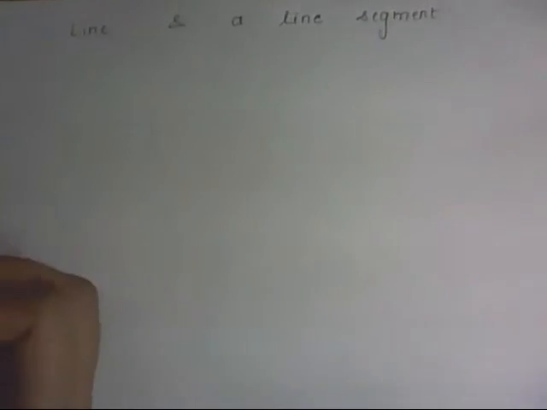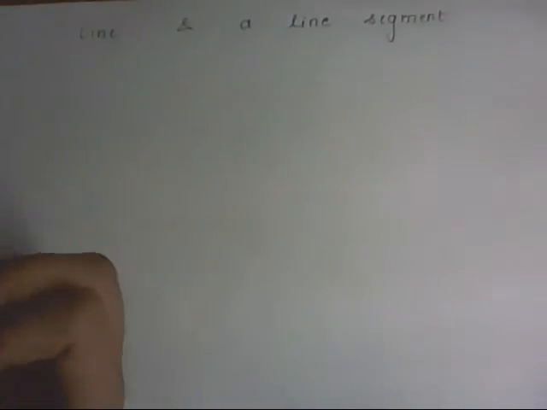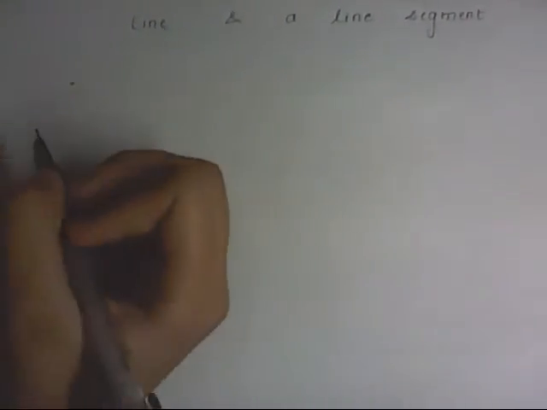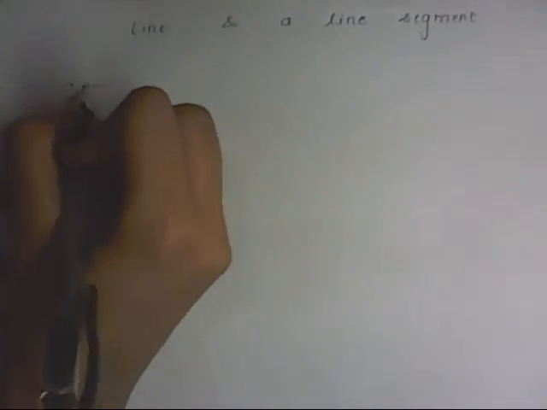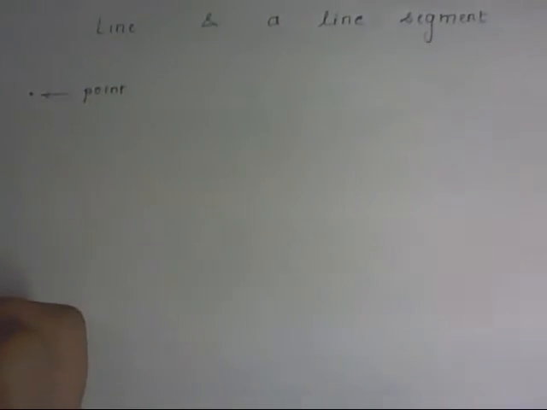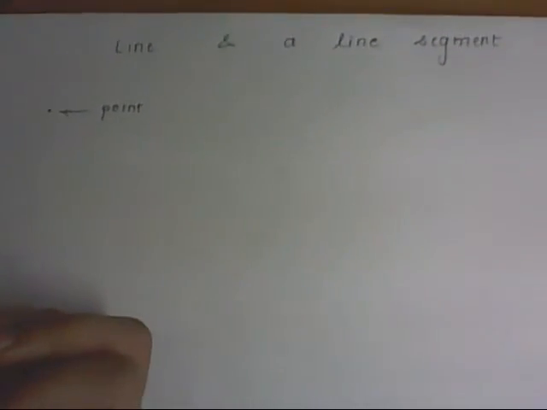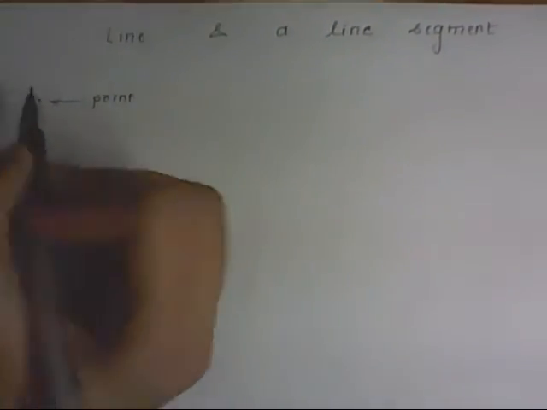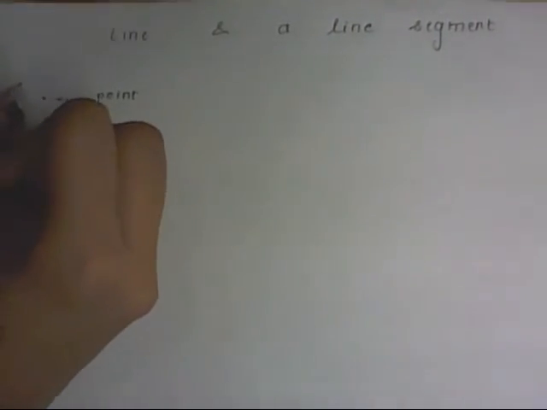So first let us study what is a point. A point is nothing but a dot. A simple dot which we are most familiar with. A point can be represented by using alphabetical letters. So this point, I can name it as capital A.